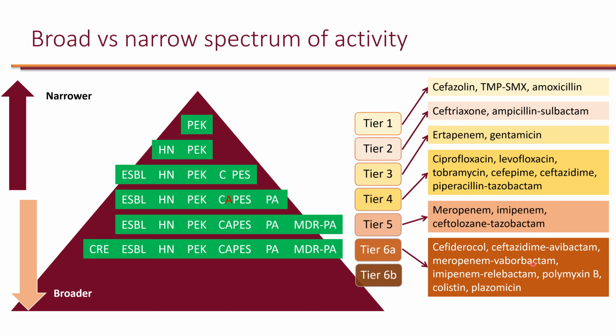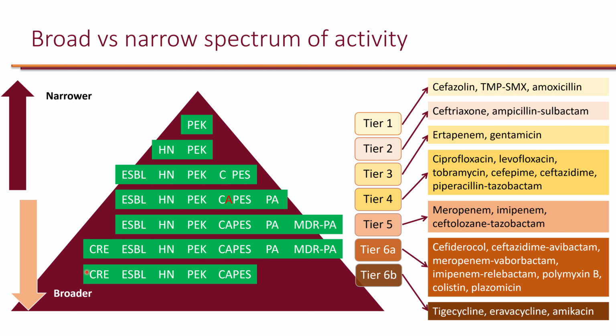So meropenem vaborbactam, imipenem relebactam, and also some other classes. So polymyxins, so polymyxin B and colistin, as well as plazomicin, which is an aminoglycoside, the most recent aminoglycoside, has good activity against these organisms. They also have a tier 6B because there are agents that are active against CRE and ESBL, but they actually do not have activity against Pseudomonas.